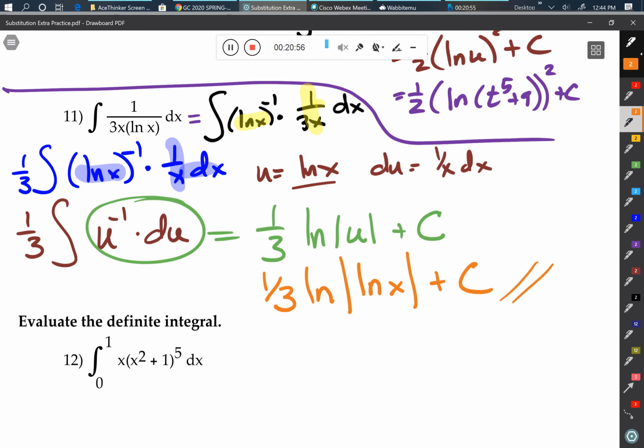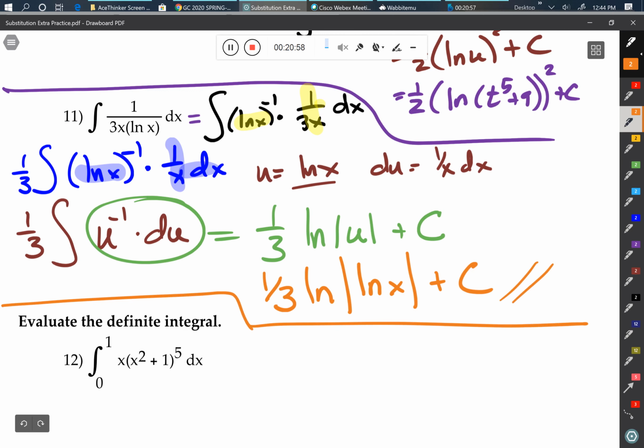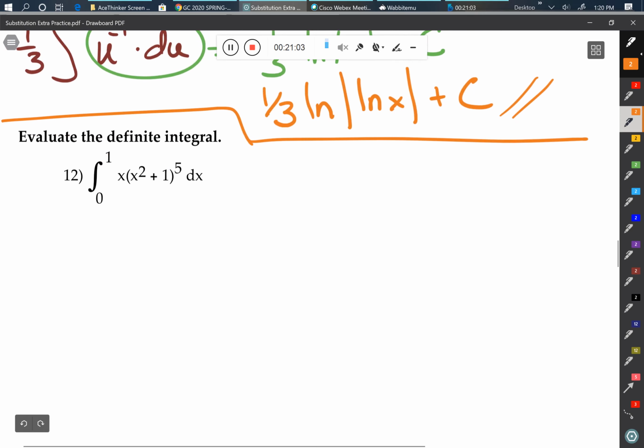Okay? The rest of the problems on here are definite integral problems, so they're going to change a little bit. All right, so here we are. Evaluate a definite integral substitution. More practice. Again, looking at the patterns, I'm seeing a function raised to a power, so I think that's going to be my u.